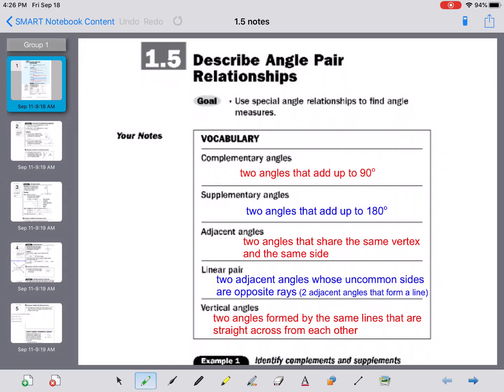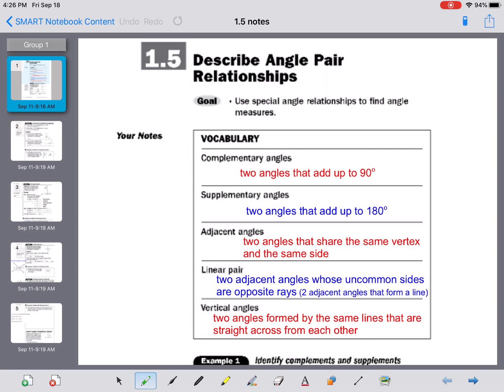1.5, describe angle pair relationships. So we have some new vocab here, and I'm going to be honest, if you know this vocabulary, we could stop after we get through it, because everything after that is just examples using this vocabulary.